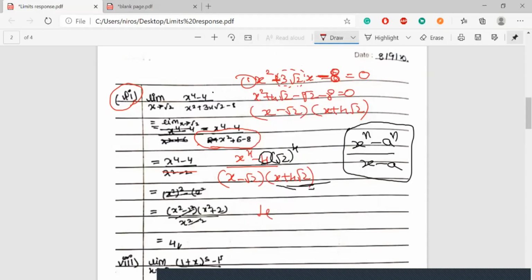As 4 into root 2 to the power 3, divided by x plus 4 root 2. Just substitute x as root 2 and you will get 5 root 2 directly. So this is the answer for this.